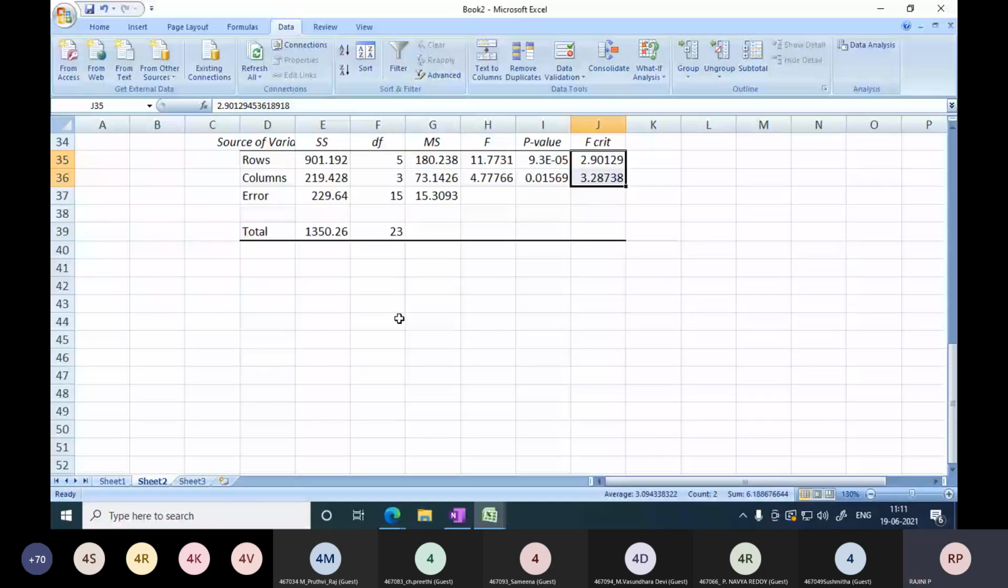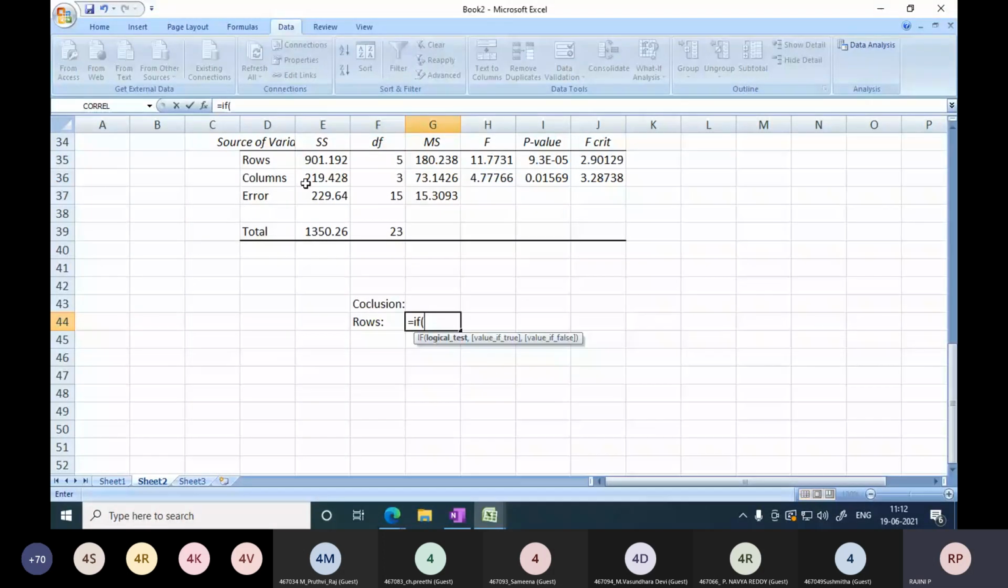Here I'm writing for the rows first. Okay, rows. If, open the bracket, if for rows, F cal less than F tab, these values will be taken directly, comma. Then what will we do? We accept H naught. Okay, comma. If not, reject H naught. Close the quotation. Then what did you get? Reject H naught. And now similarly go for the columns output also.